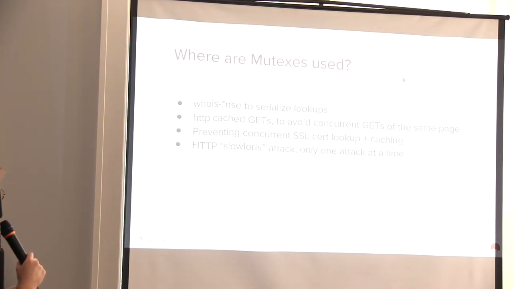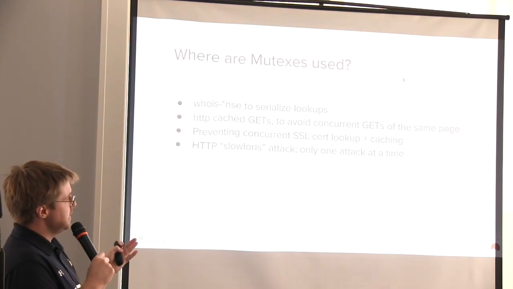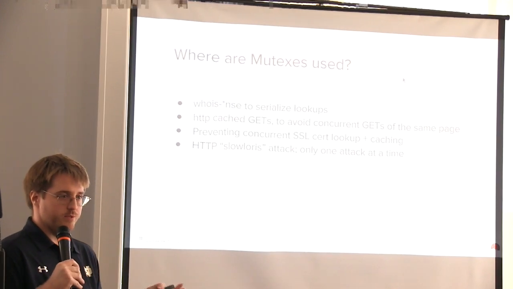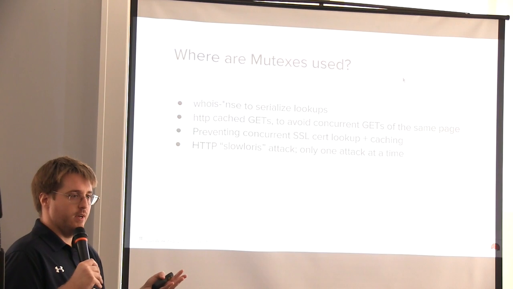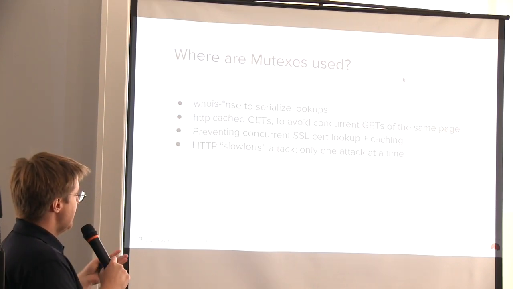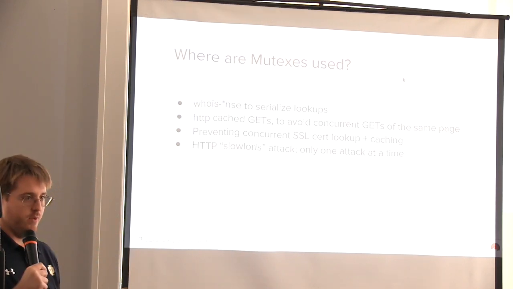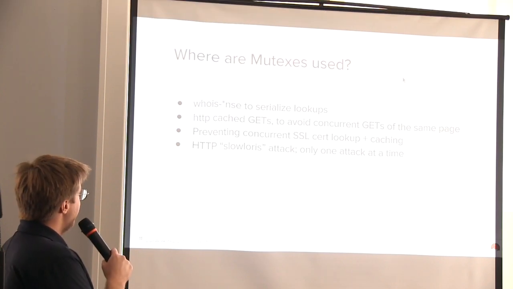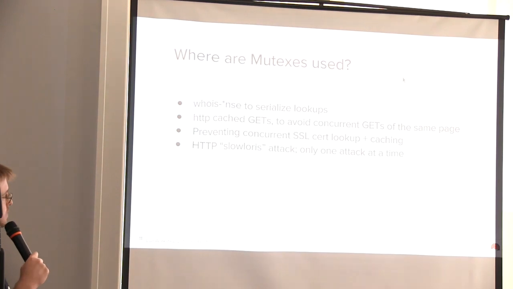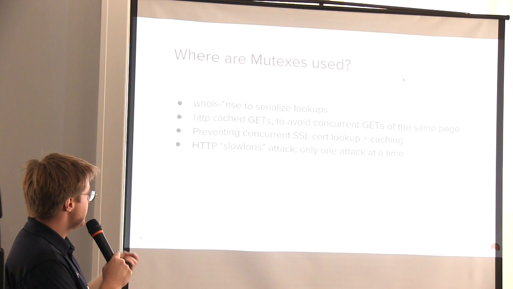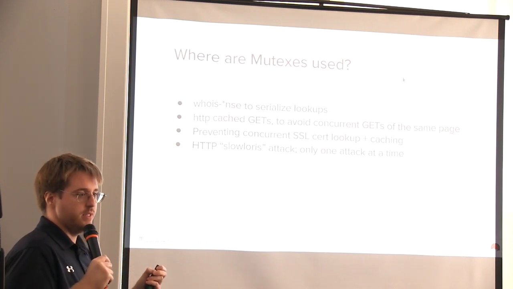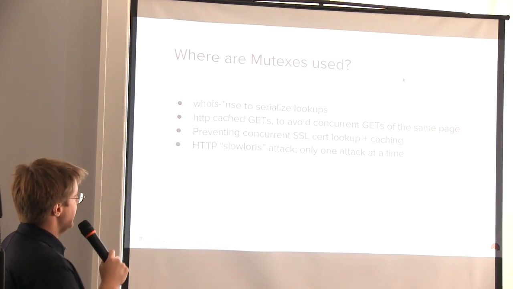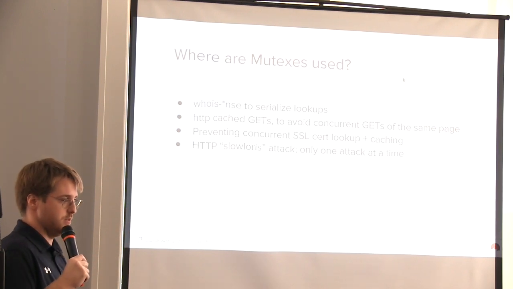Where do we use the mutex? In whois, obviously. Another cool place we used it was the HTTP cache gets. If I have an HTTP cache, it doesn't make sense for multiple scripts to be asking for the same root document at the same time, just because they started up at the same time. So if a thread is going to actually do the get, it's going to lock a mutex associated with that resource, and everything else waits for that cache to be filled with the return from the get. We also need to do it for preventing concurrent SSL cert lookups and also caching those. And then we also use it for the HTTP slow loris attack, which puts particular strain on the pool of NSOC's available sockets, so we only want to do one of those attacks at a given time.